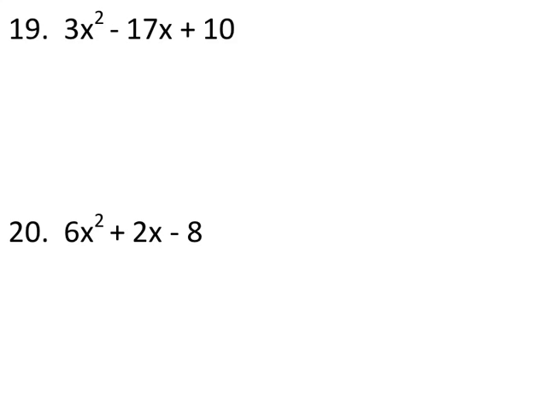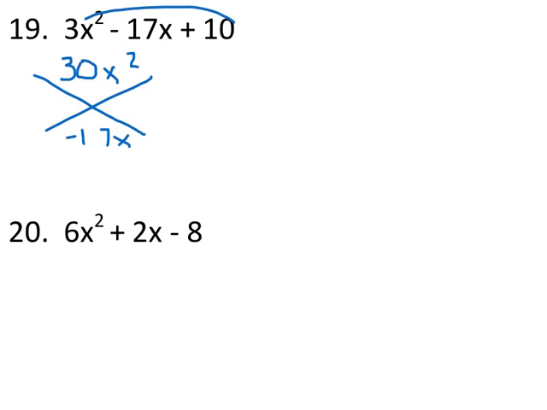Number 19, we're almost done. Again, we have a trinomial with a coefficient in front of our x squared term. So we will use xbox. 3 times 10 is 30x squared. Negative 17 goes on the bottom. We need two numbers that multiply together to be 30 but add together to be negative 17. And that would be negative 15x and negative 2x. We have our x.